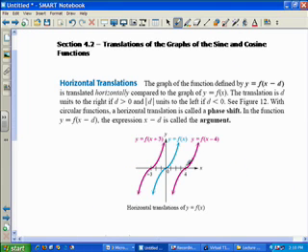Now, when we move a graph, so periodic functions, when you and I take graphs and move them left and to the right, we call them phase shifts in trig classes.